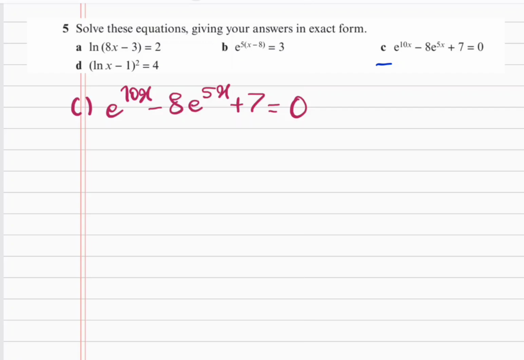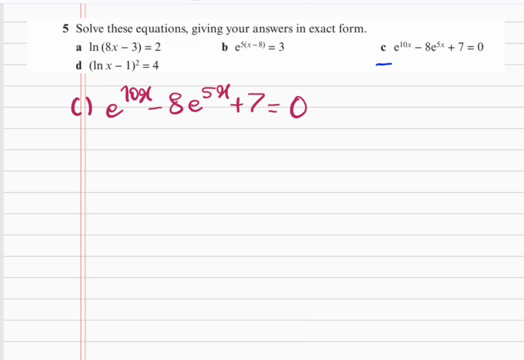So maybe at first glance, especially if you haven't seen equations like this before, this can look complicated. But these types of equations, these exponential equations, can be solved with a very simple trick once you know it. And if you look at this equation carefully, the interesting thing is that the first term has power 10x and the second term is 5x. So it's basically half of that.